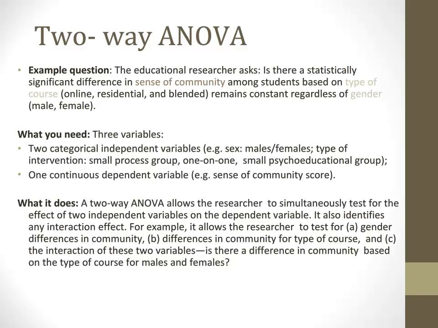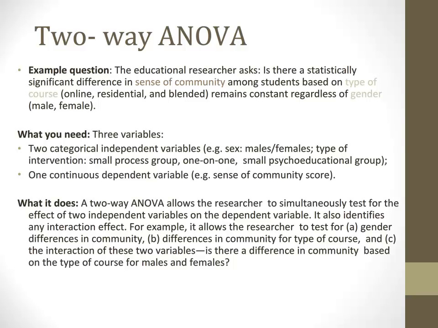Here, what the two-way ANOVA allows the researcher to do is to simultaneously test for two main effects and one interaction effect. So the researcher can see if there's a difference in community across gender, if there's a difference in community across the type of course a student is enrolled in, and if there's an interaction between these two variables. For example, does community differ based on the type of course for males and for females? So what he or she may find is that males do better in one type of course, whereas females do better in another type of course.